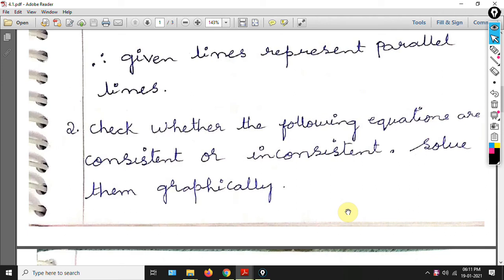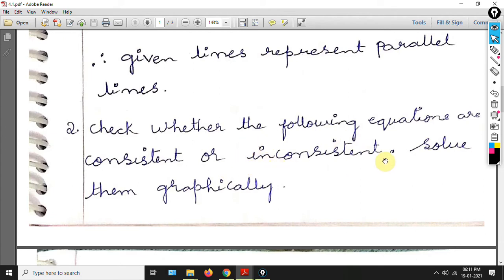Here we are seeing the fourth chapter, Pair of Linear Equations in Two Variables, of SSC Maths Telangana, the second problem. So let's start. Check whether the following equations are consistent or inconsistent. Here he is asking us to check first of all whether the equations he gave are consistent. Consistent means if they have a solution, we call them consistent. Inconsistent means if they don't have a solution, we call them inconsistent.